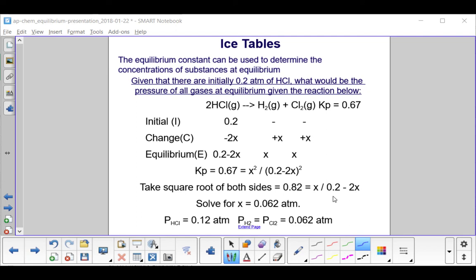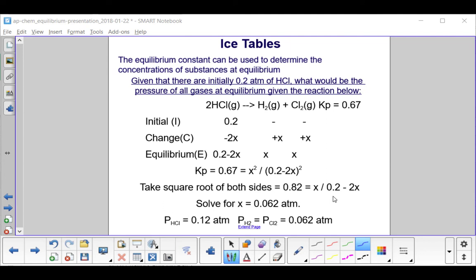And so we can take the square root of both sides. Since the x squared and the 0.2 minus 2x are also squared, we just take the square root of both sides and we get 0.82 is equal to x over 0.2 minus 2x. And then do a little algebra to solve for x, and you get 0.062 atmospheres.